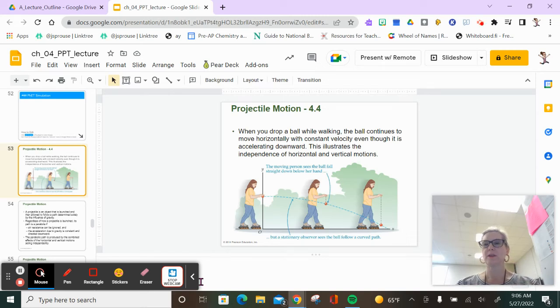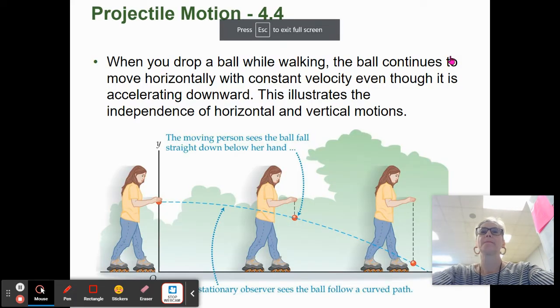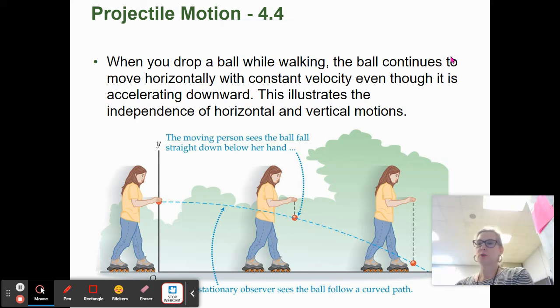Okay, so this is going to be our last section of Chapter 4. So our last Chapter 4 video, and we're going to deal with projectile motion. Okay, so let's get this slideshow set up. All right, so projectile motion.